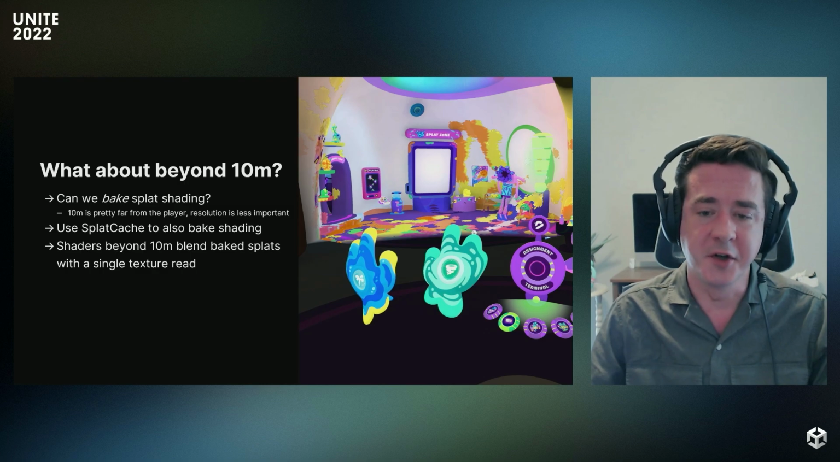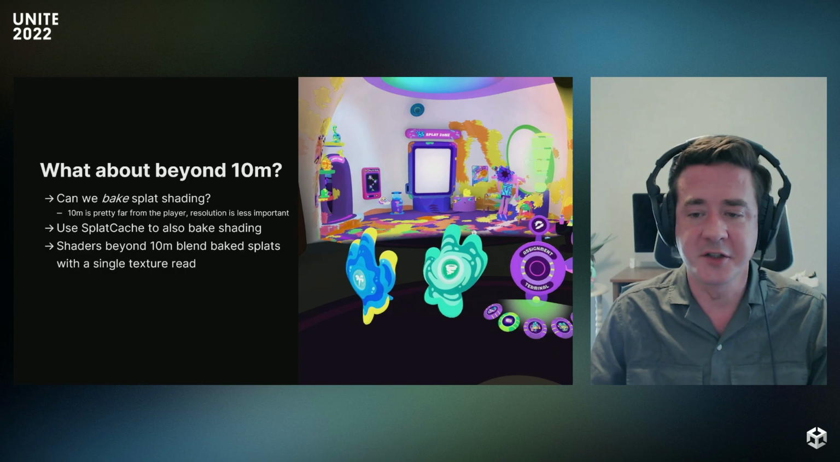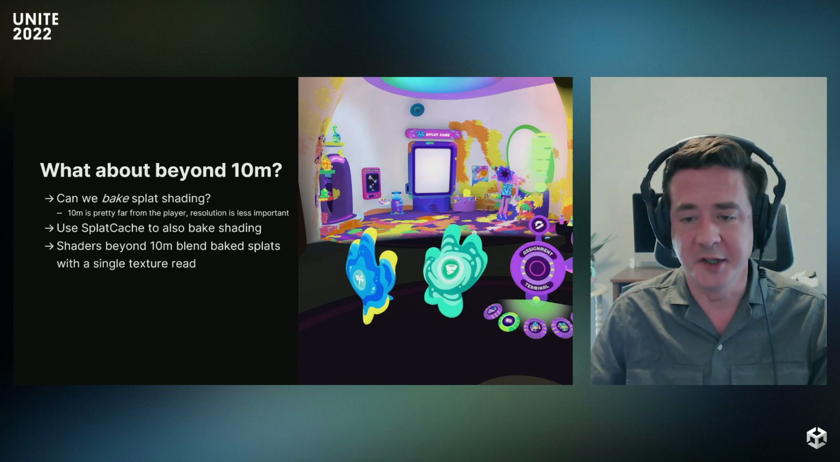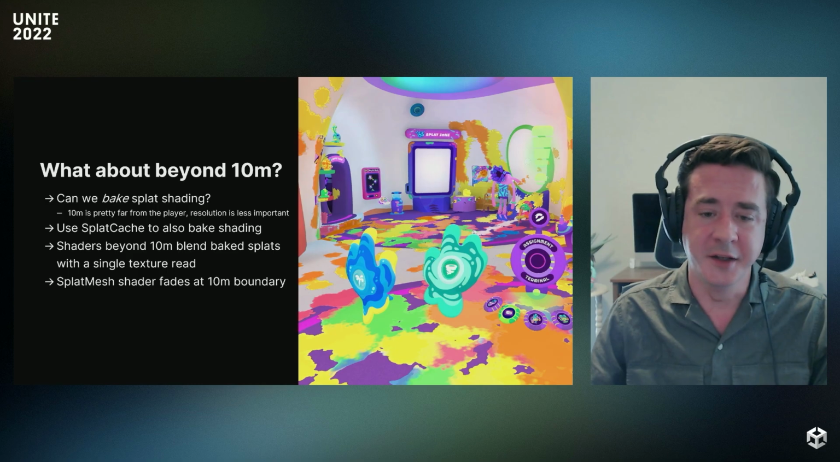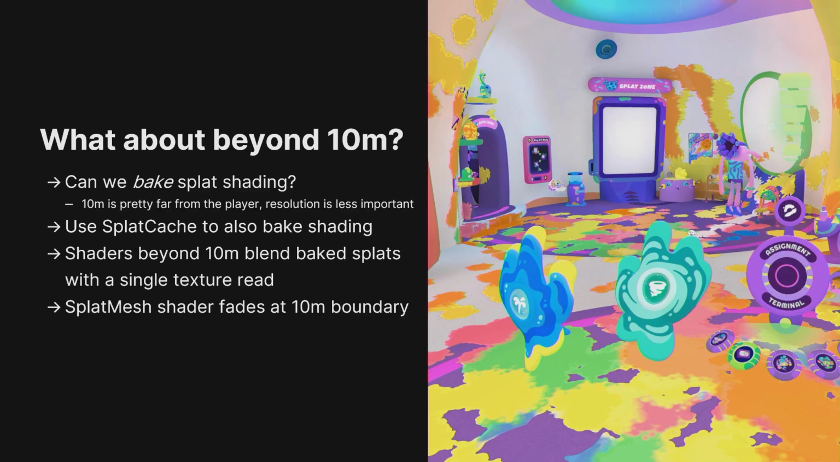And so shaders beyond 10 meters blend baked splats with a single texture read. They just simply read from the baked texture and then mix that in with whatever they're doing in the fragment shader for their surface. And then the splat mesh shader itself fades at the 10-meter boundary. So basically you get a crossfade between the dynamic splats from the splat volume and the baked splats for everything beyond.